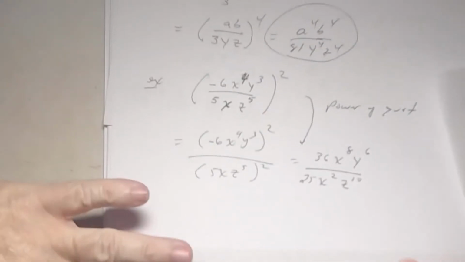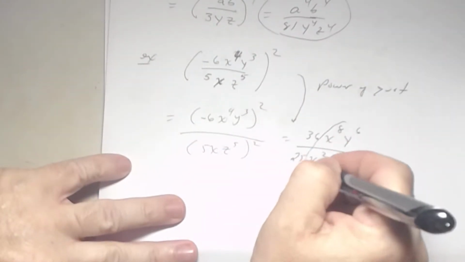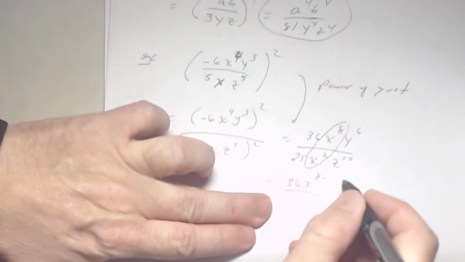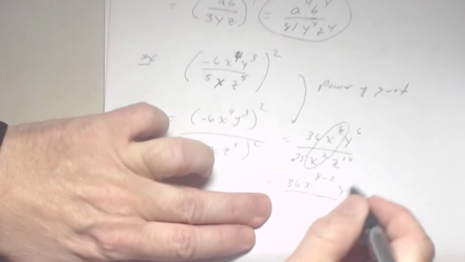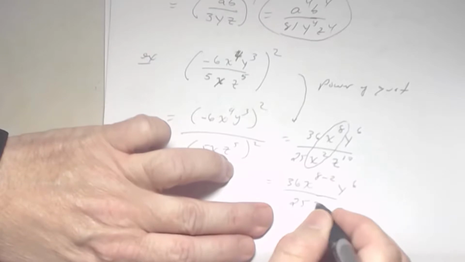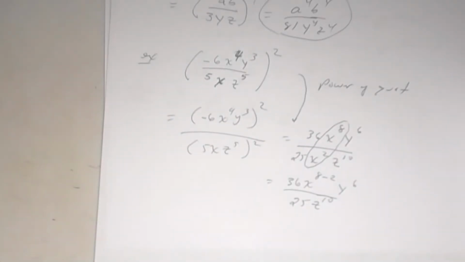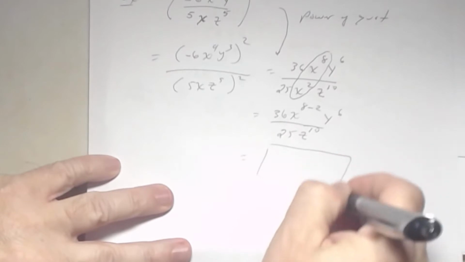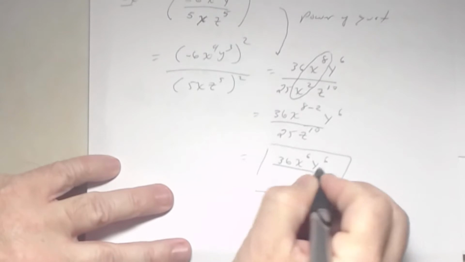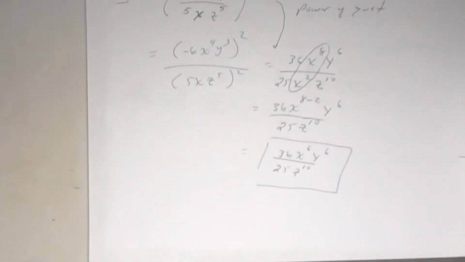The x. So right here, I'm going to circle the x's. In the numerator, I'm going to get 36 x to the 8 subtract what? 2. y to the 6. And what's the only thing left in the denominator? 25 z to the 10th. That's the only thing left in the denominator. All you have to do is tell me what 8 minus 2 is. 6. So the answer then is 36 x to the 6 y to the 6 divided by 25 z to the 10th. That's it.